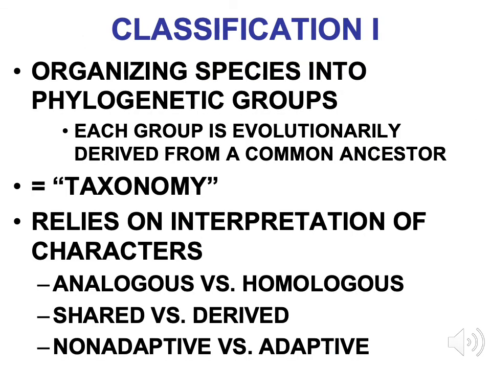Well, you can't have systematics without classification. So classification is an activity, and it's an activity that involves organizing species into phylogenetic groups. Each group is evolutionarily derived from some common ancestor. We'll talk a little bit more about that in a moment. But classification is what humans do. It's a practice that is uniquely human.